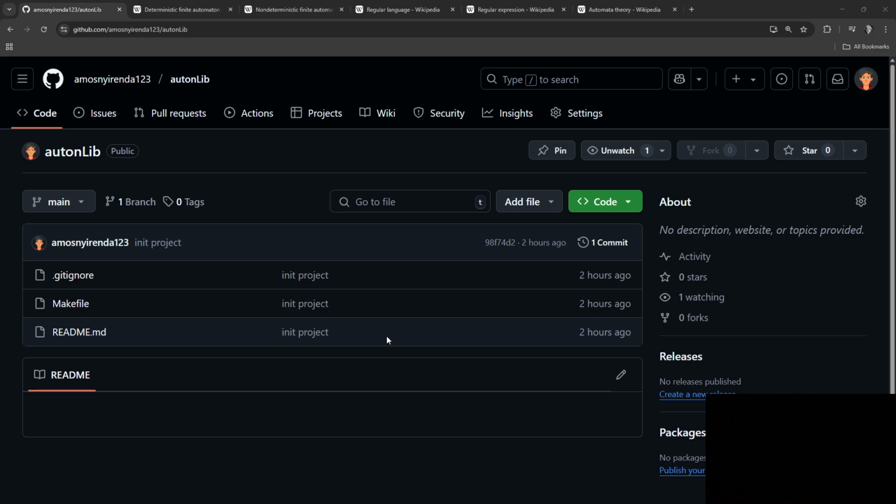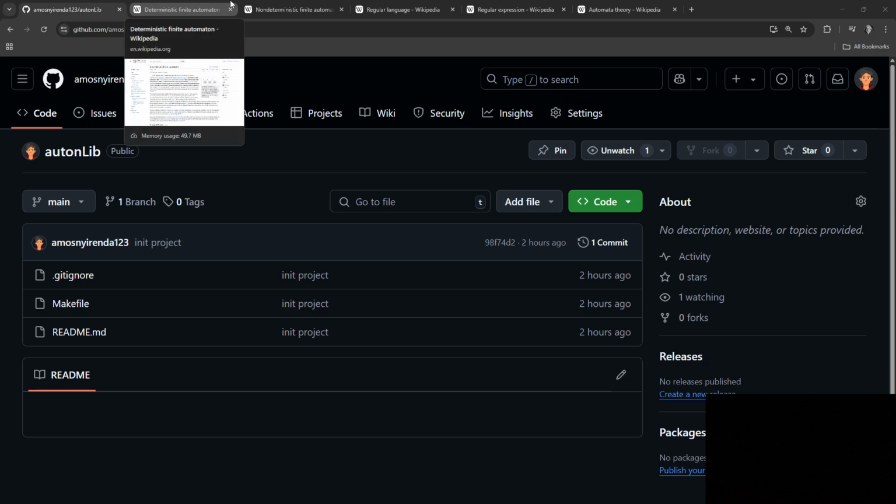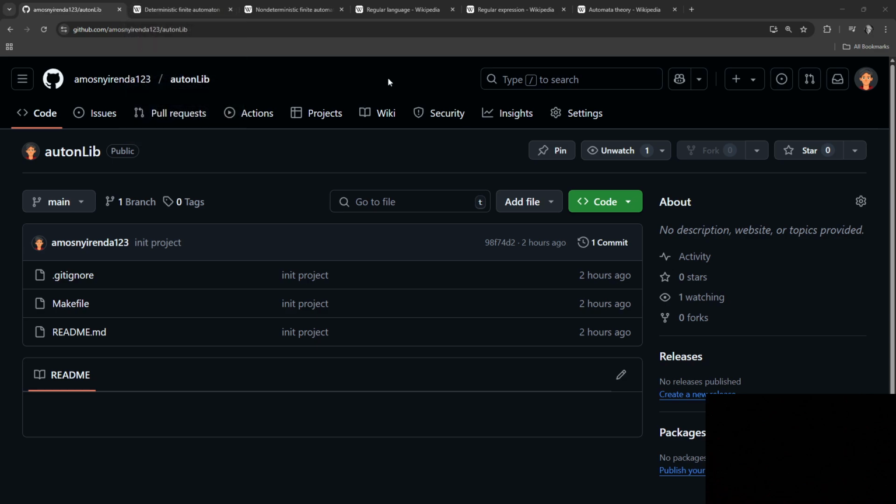Now, in case you don't know what an automaton is, or if you had a course on automata theory back in college or university and probably need a refresher, I've put up a few Wikipedia articles that are going to help me explain that briefly. I'm going to put links to these pages in the video description, so that you can read more about automata theory at your own time, right?